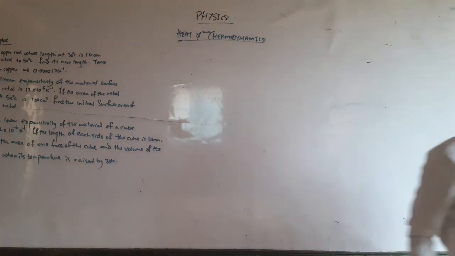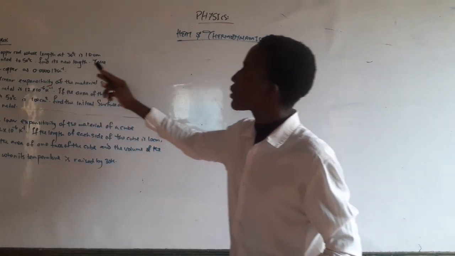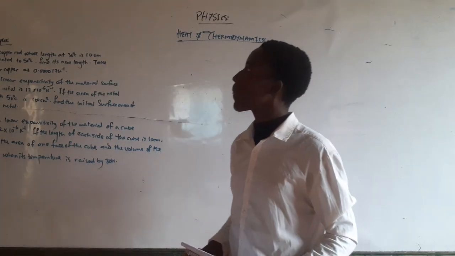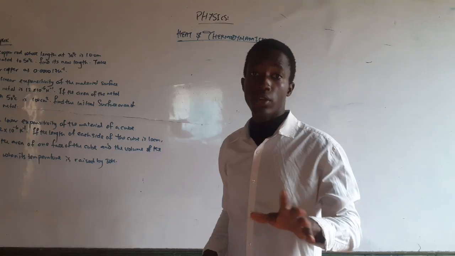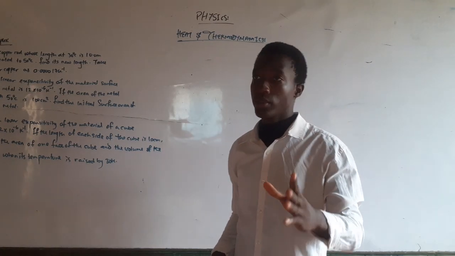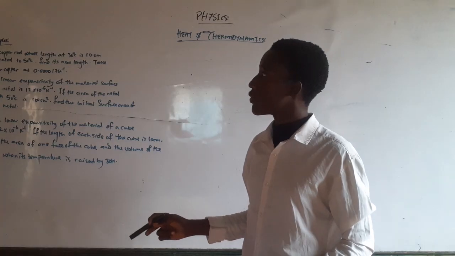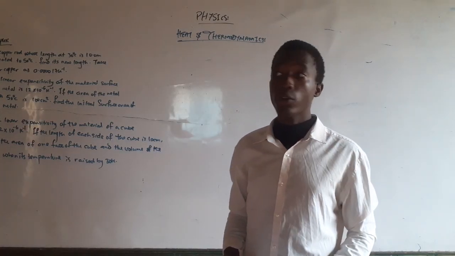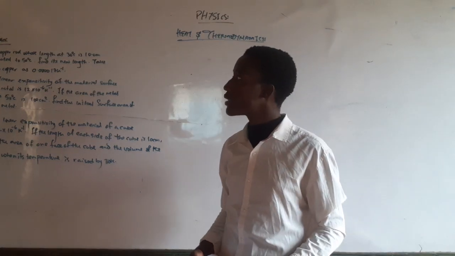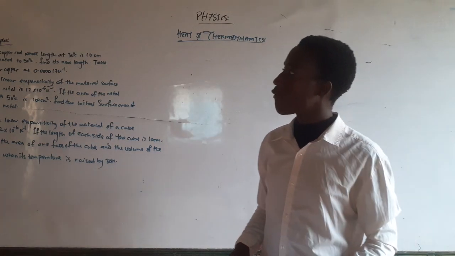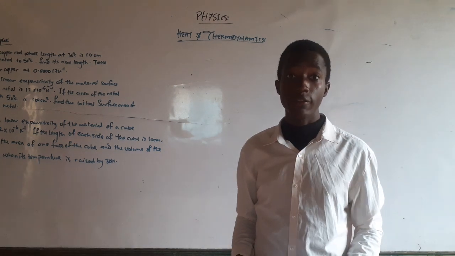Number one, the question says: a copper rod whose length at 30 degrees Celsius is 10.0 meters is heated to 50 degrees Celsius. Find its new length. Take alpha for copper as 0.00017 per Kelvin. Please avoid distraction, I'm sorry for the disturbance.